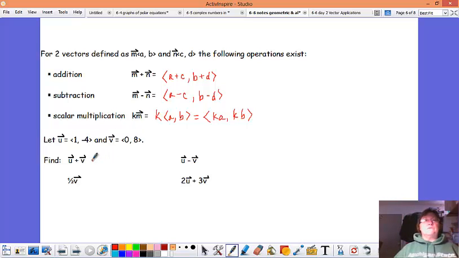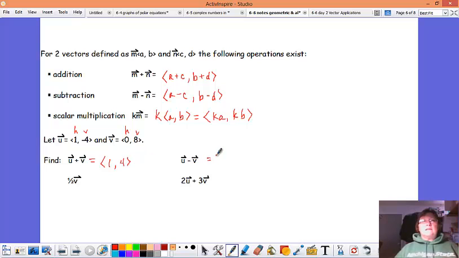We're asking you to do 4 little vector ops here, and I would say this would be a good time to pause and see if you and I get the same thing. Okay, I'm going to go ahead here. Adding U and V, I add the horizontal components of each, and 1 plus 0 is 1. I add the vertical components. Negative 4 plus 8 is 4.